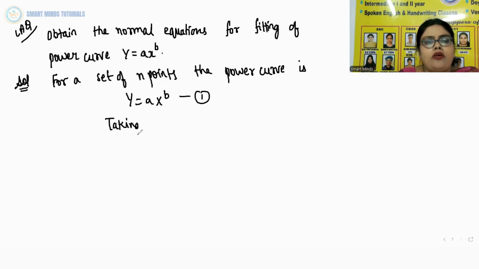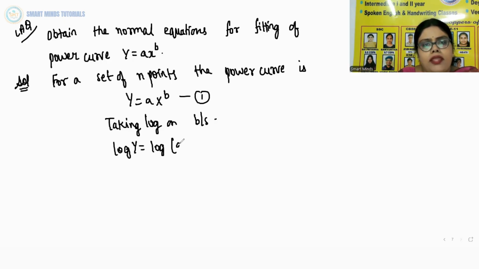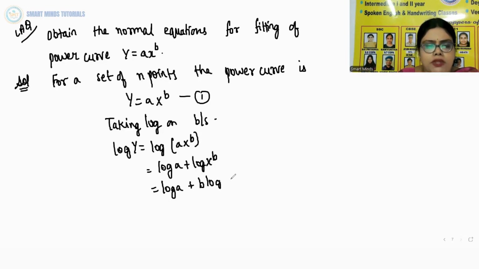Now taking log on both sides, we get log y is equal to log (a x power b). Now we know that log AB is log A plus log B. So that is log a plus log x power b. And also we know that log A power M is M log A. So we can write this as b log x. This is log y.